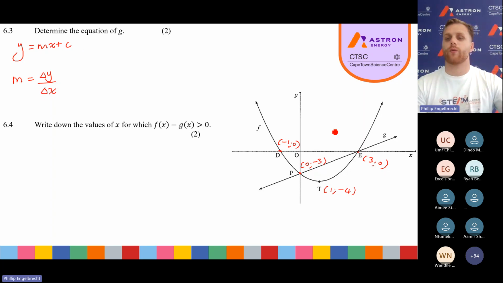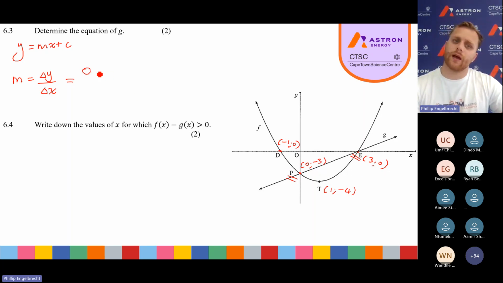Now, where can I find my values? Over here at point E, over here at point P. So this is equal to, now what's the y value for point E? It's 0. What's the y value for point P? It's -3. So 0 minus -3, divided by the x value for point E, which is 3, minus 0. And the answer is 1.